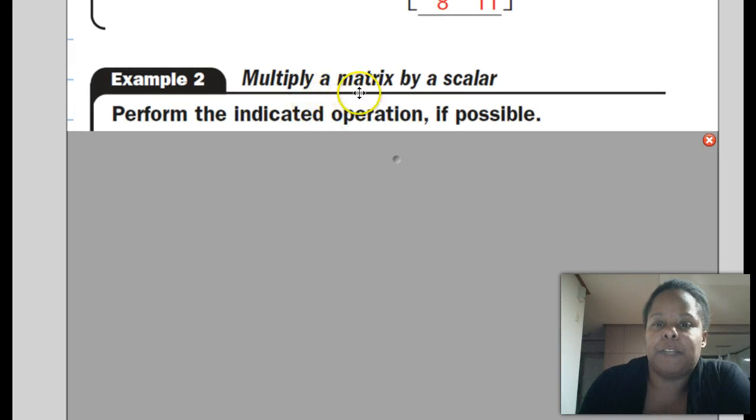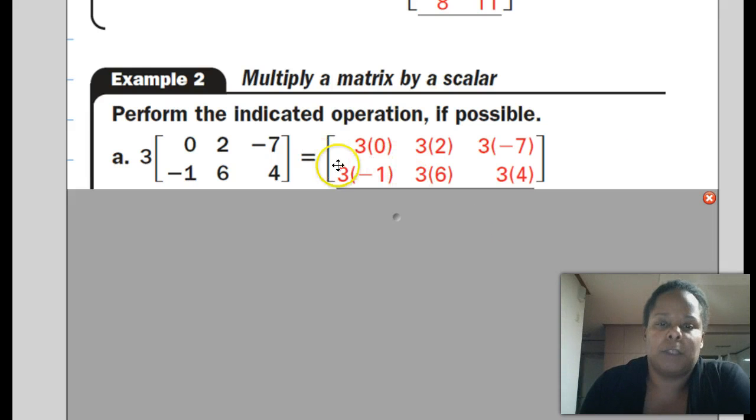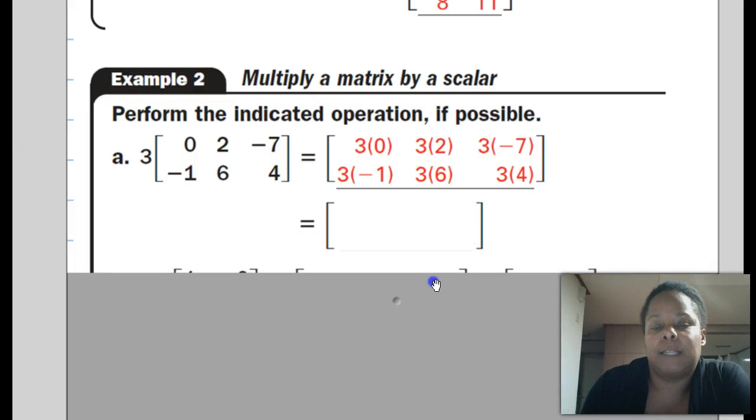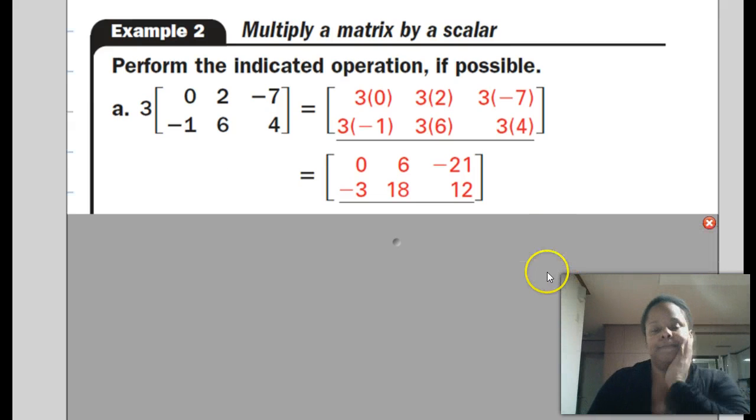Now let's multiply a matrix by a scalar. If you remember scalar multiplication, it's kind of like a vector multiplying it by a number. So that scalar is a number. For this example, we're going to multiply this matrix by 3, which means we're going to multiply 3 by each element in the matrix. 3 times 0, 3 times 2, 3 times negative 7, 3 times negative 1, 3 times 6, 3 times 4. And the resulting matrix is this.